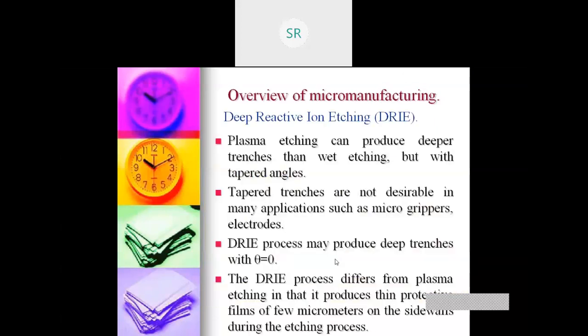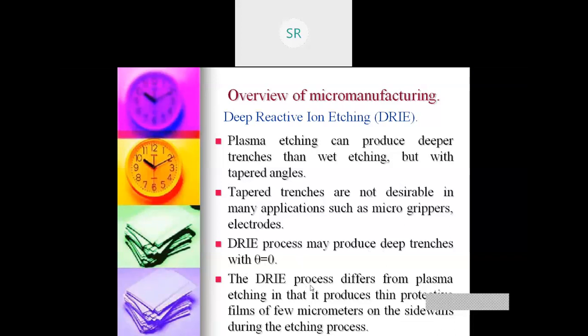So the plasma etching can produce deeper trenches than wet etching, but with a tapered angle. Tapered trenches are not desirable in many applications, such as micro grippers or some electrode applications. The deep reactive ion etchers may produce deep trenches with theta equal to 0. This is very important. The deep reactive ion etching process may produce deep trenches with angle theta equal to 0.